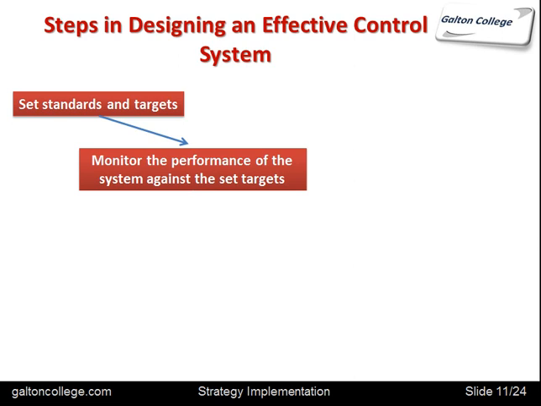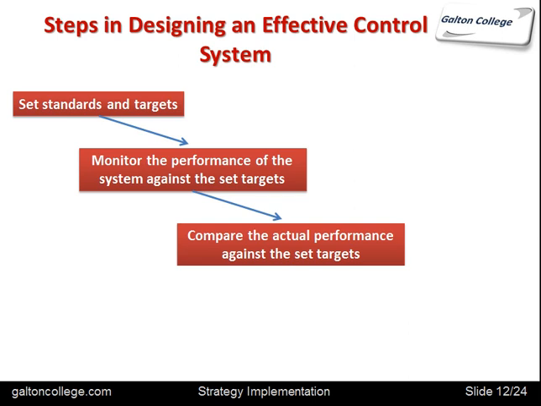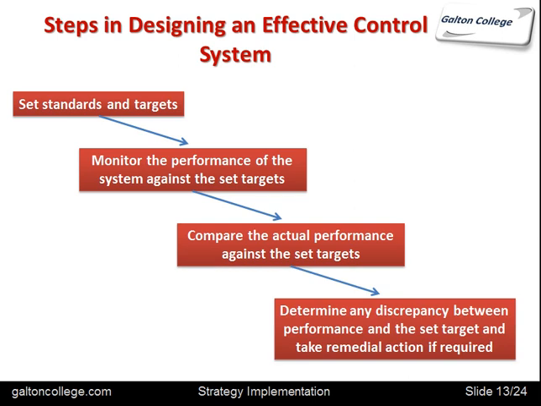Then monitor the performance of the system against the targets. Check the actual business against the set targets and standards. And compare the actual performance against the set targets, which is logical. So the business has been monitored against the targets. Now compare the actual performance against the set targets, and determine any discrepancy between performance and the set targets, and take remedial action if it's required. So fix any problem if it's detected.